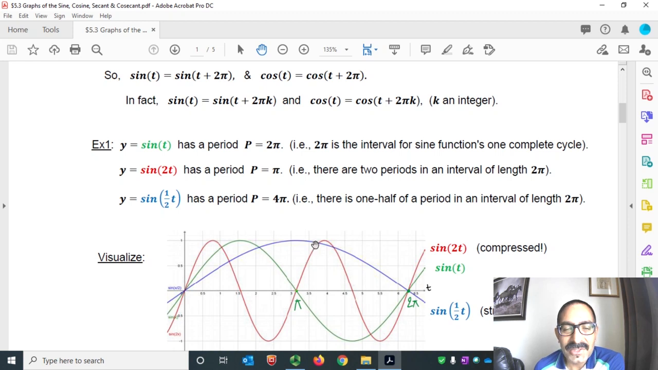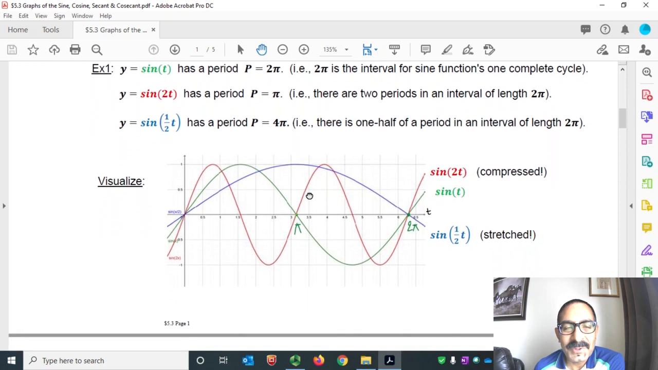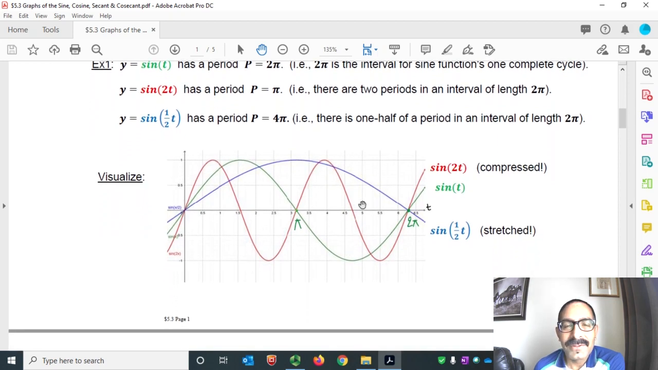Awesome. Now let me visualize quickly, though we have not done graphing the functions yet. So here I use graphing software to graph those functions. Here our sine function is the green one, which has 0 at 0, 0 at pi, 0 at 2 pi. So it has period 2 pi, it starts from here. Then sine 2t, we multiply the angle t by 2, then we compress the sine graph, which is this red one. So this is one turn, another turn.